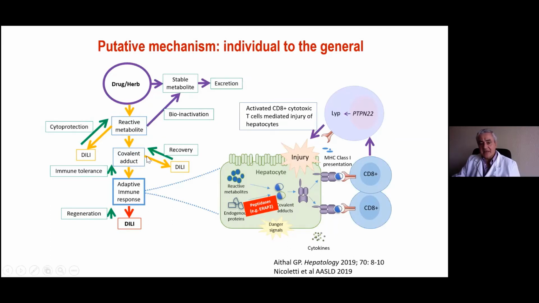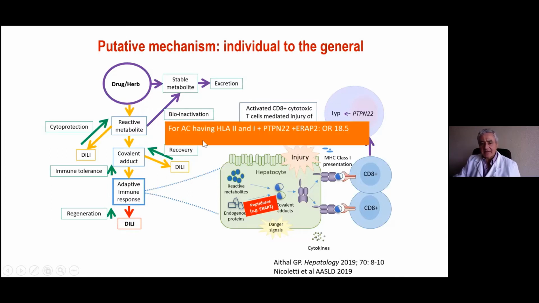But many subjects that have these carrier alleles will not progress because they have very effective adaptive mechanisms that prevent further damage, as I commented before. But for some of them, being carriers of several of these alleles sums up to increase, in the case of amoxicillin clavulanate, up to 18.5 fold higher risk of hepatotoxicity than subjects who are not carriers of these alleles.